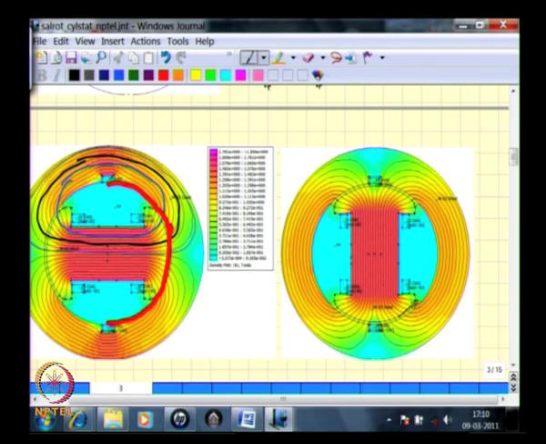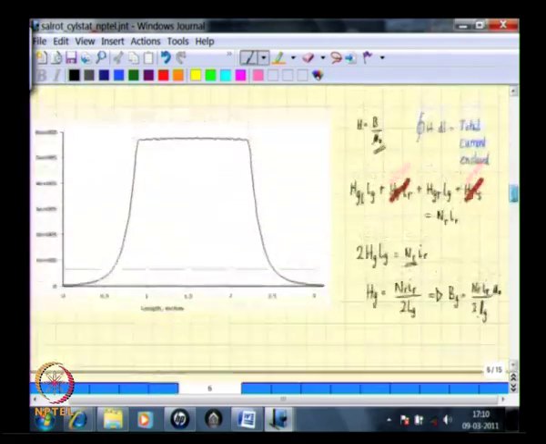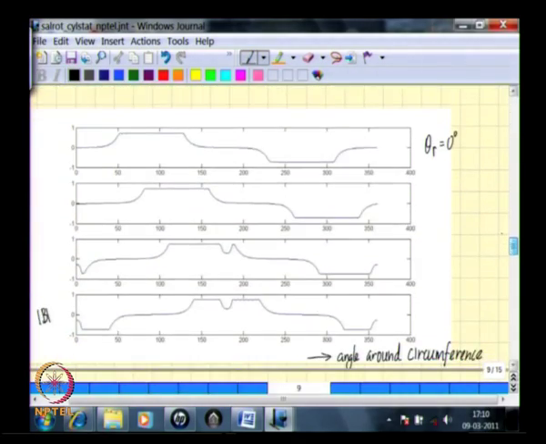Now as the rotor rotates, the angle of the rotor is going to change. So for an angle theta r equal to 30 degrees, this is how the flux density plot looks like. What one can readily observe from this is that this waveform and this waveform are identical, except that this waveform has shifted as compared to this, because the rotor has moved. This region where maximum flux density occurs has also moved, otherwise the wave shape is the same.